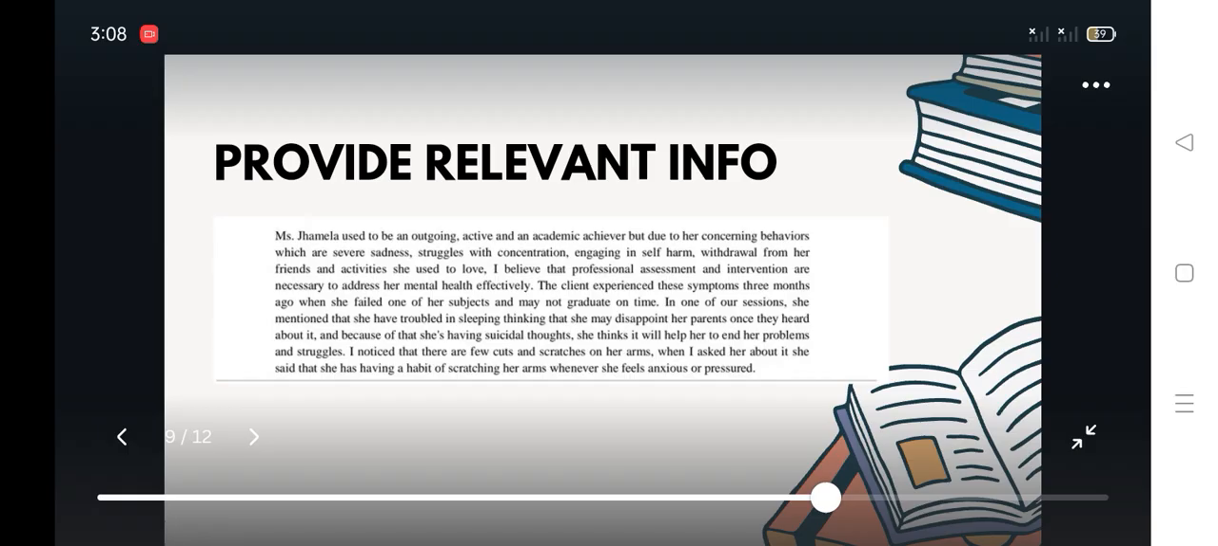The client experienced these symptoms 3 months ago when she failed one of her subjects and may not graduate on time. In one of our sessions, she mentioned that she had trouble sleeping, thinking that she may disappoint her parents once they heard about it. And because of that, she's having suicidal thoughts. She thinks it will help her to end her problems and struggles. I noticed that there are a few cuts and scratches on her arms. When I asked her about it, she said that she has a habit of scratching her arms whenever she feels anxious or pressured. So straight away, we have addressed the symptoms and behavior of the client, which are severe sadness, engaging in self-harm, struggles with concentration, and withdrawal from her friends and activities she used to love.